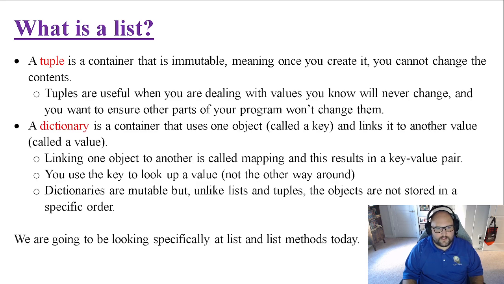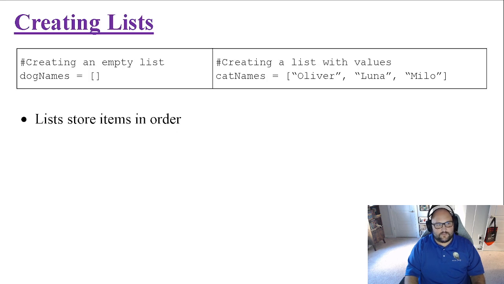All right. A dictionary is a container that uses one object called a key and links it to another value called a value. So it links an object to another. And when it does that, it is called mapping. So when it links the object using the key to a value, it's called mapping. You use the key to look up where the value is. Dictionaries are mutable, but the objects are not stored in a specific order, because they're being mapped around. So we're going to be looking specifically at lists and list methods today, and then we'll get into the other stuff.